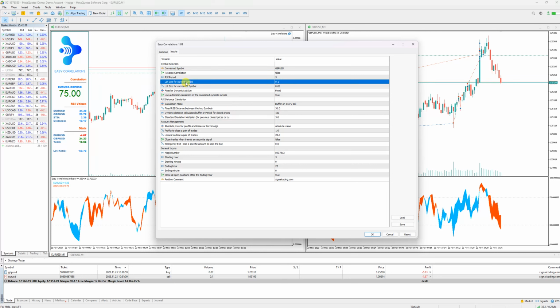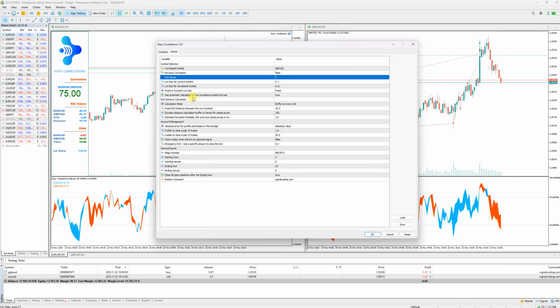The RSI period, and in this case I'm using a very short period of the RSI because I want it to be more volatile. So I'm using an RSI period of 5, but it is up to you. You can select your own RSI period.